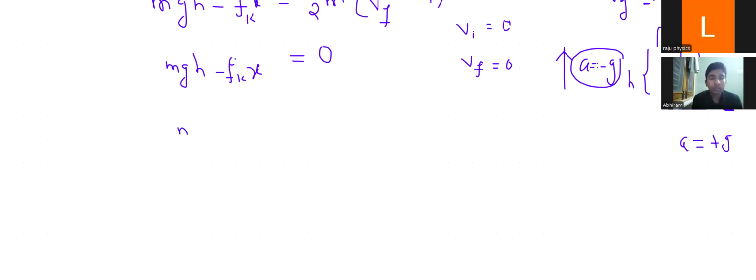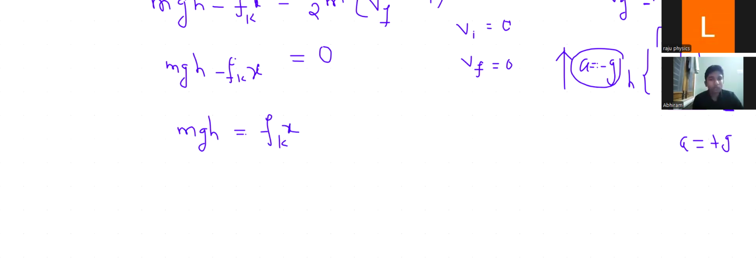Okay, now this is the minus Fk x on the right side. It is moving to the RHS side, so it will become a positive Fk into x. Fk into x.